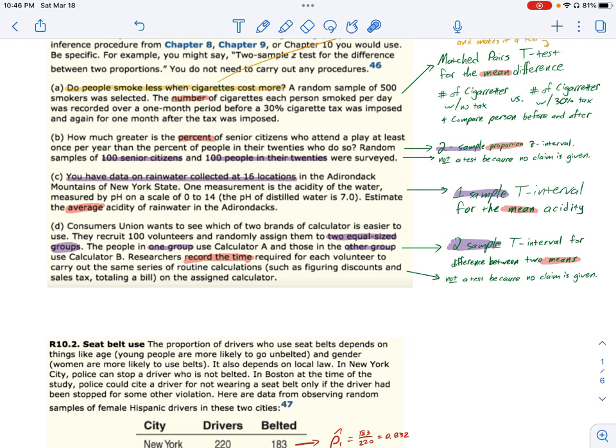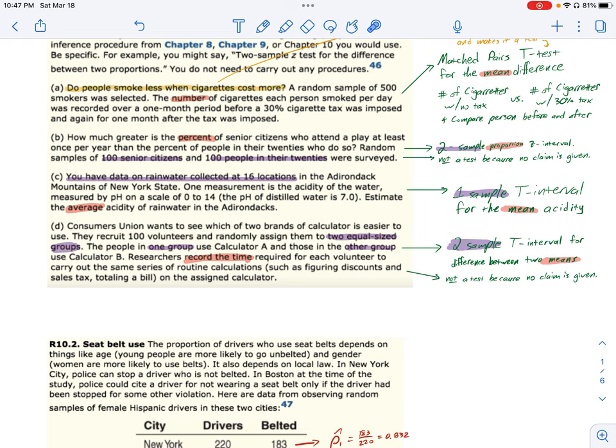The letter D, we have two equal sized groups. So I highlighted that in purple. So it's a two sample. And what are we recording? We are recording the time required for each volunteer to carry out a series of routine calculations. So they're recording a number or an amount, which is a mean, like the average amount of time it takes somebody to carry out a task. Okay. And then they are comparing the two groups. So it's two samples and it's means.